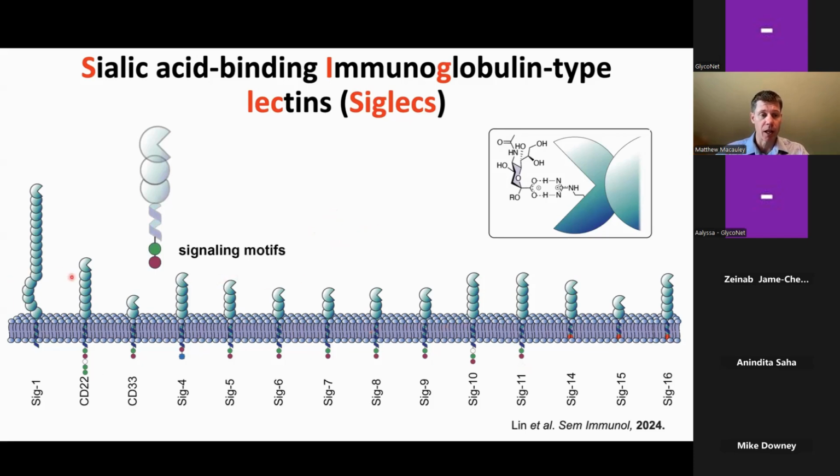And if we look, Siglecs 1 through 11 are canonically called inhibitory receptors. That's because these motifs inhibit immune cell activation, whereas 14, 15, and 16 over on the right here are capable of activating immune cells through mechanisms we won't get into.